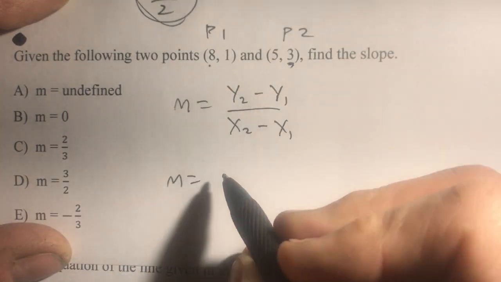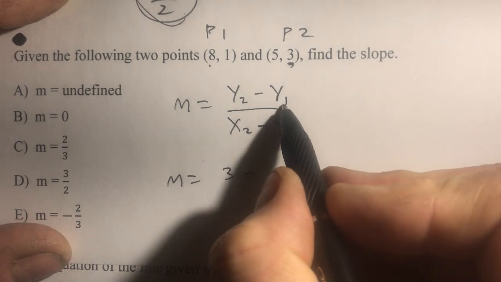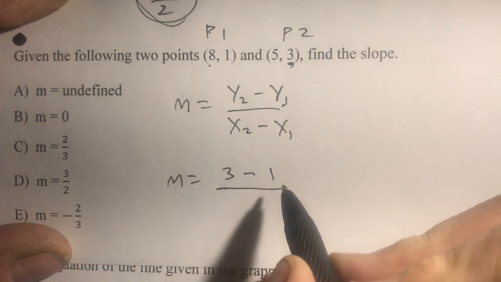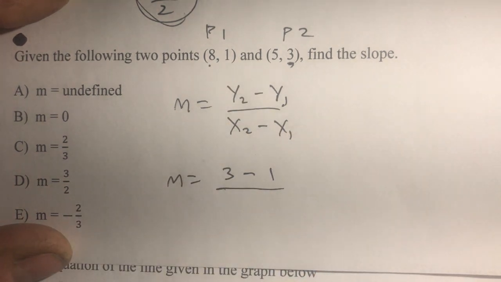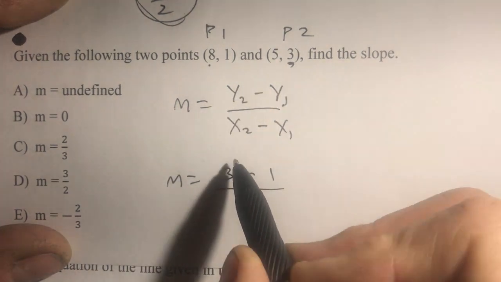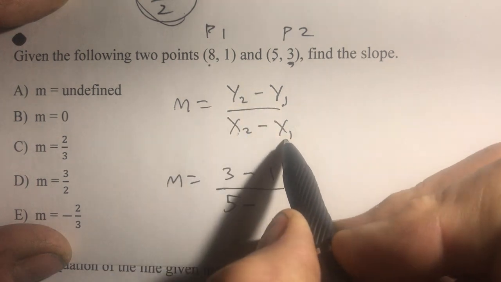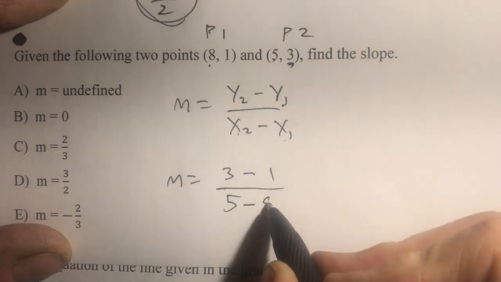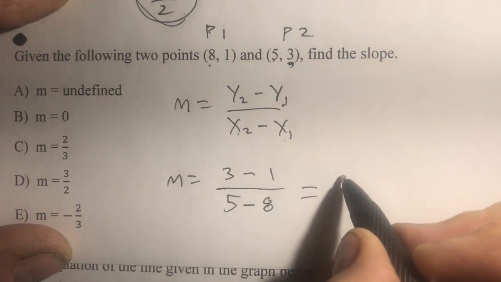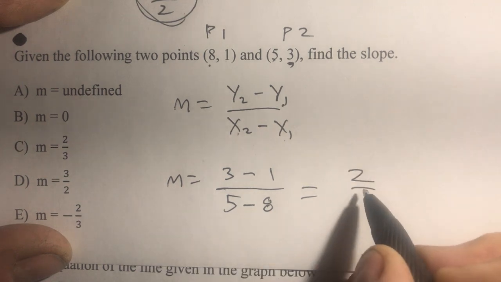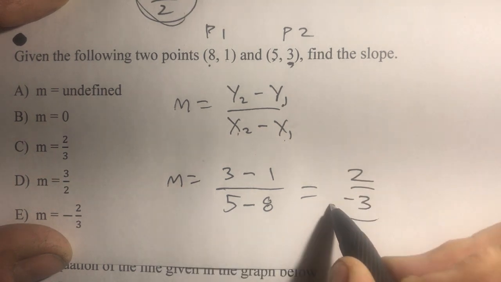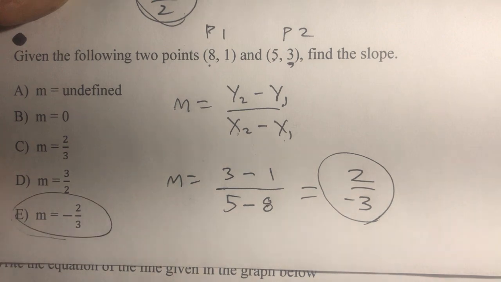And the y is 3 in point 2, minus the y in point 1, which is 1. That's on top. On the bottom, the x in point 2 is 5, minus the x in point 1, which is 8. So I'm going to have 3 minus 1, which is 2. And then 5 minus 8 is negative 3. So negative 2/3 right there. There's my slope.